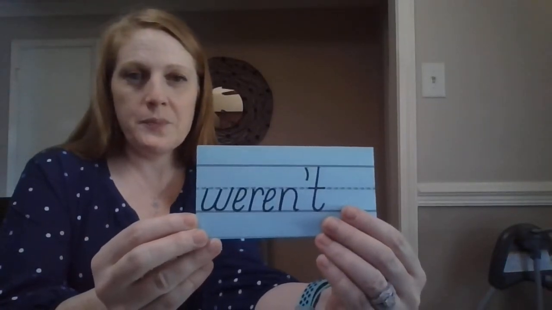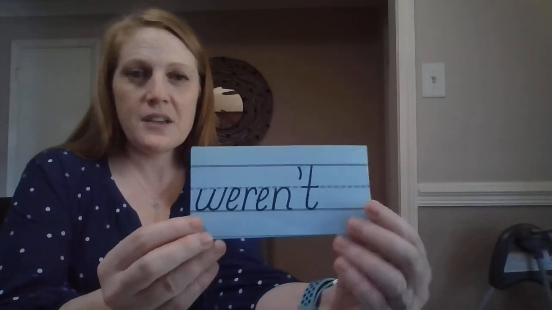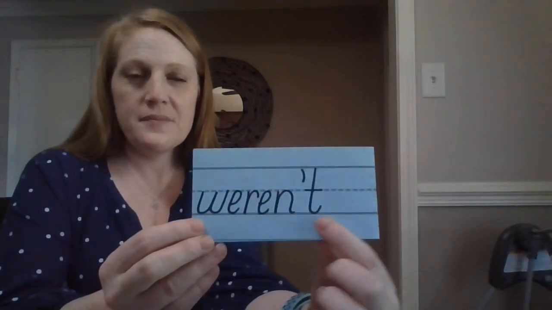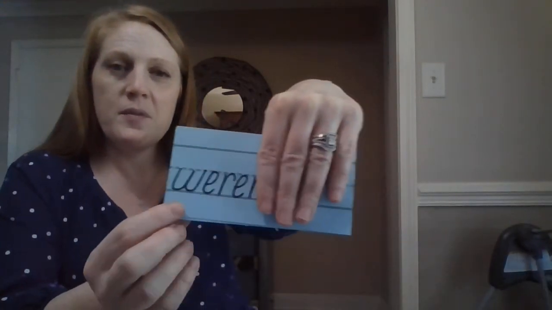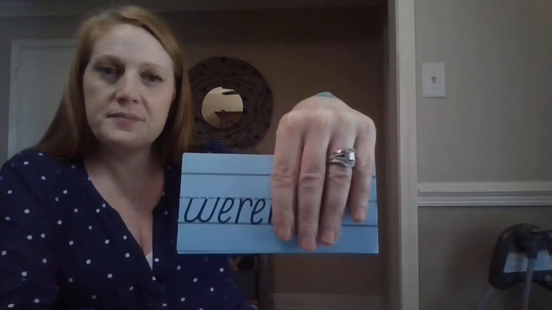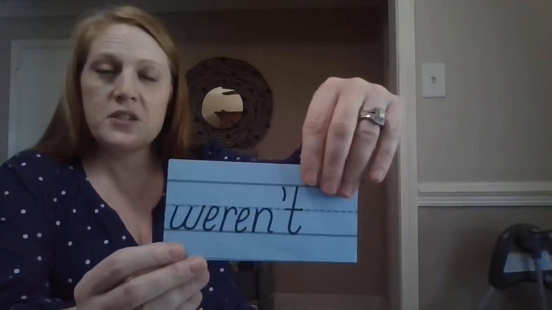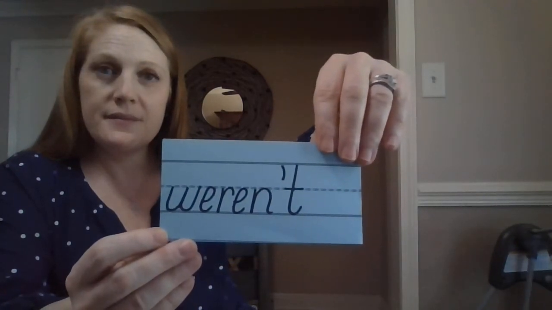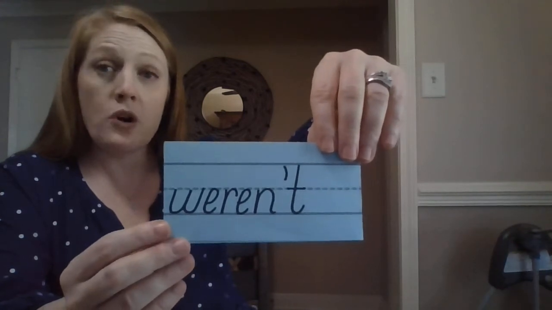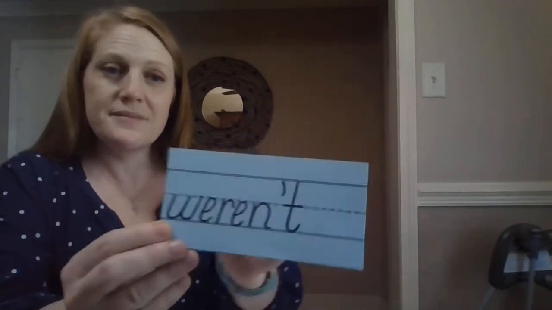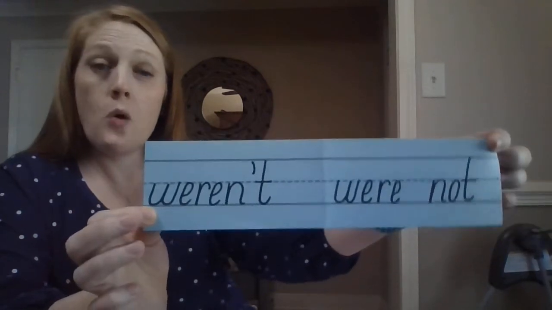Let's look at this word. What do you see here? How do you say that? I'm going to cover that up. What word do we have here? Were. To put those two together, what is that word? Weren't. Very good. What two words make up weren't? Were not. Excellent job. Let's do a couple more of these.